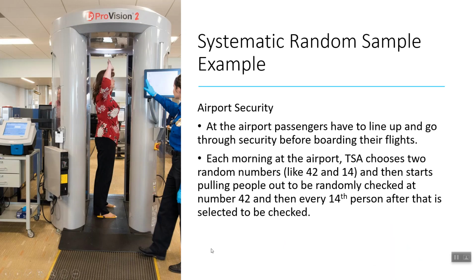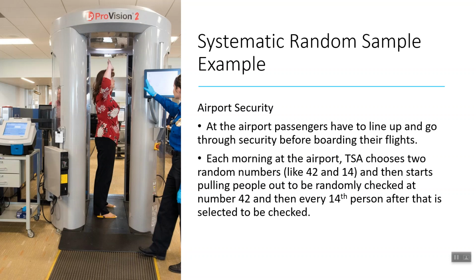All right. I think most of you have been to the airport at some point in your life. Maybe not. A systematic random sample, airport security would be an example. At the airport, passengers have to line up to go through security before boarding their flights. Each morning, the TSA chooses 2 random numbers, like say 42 and 14. Then they start pulling people out to be randomly checked at number 42, and then every 14th person after that is selected to be checked.